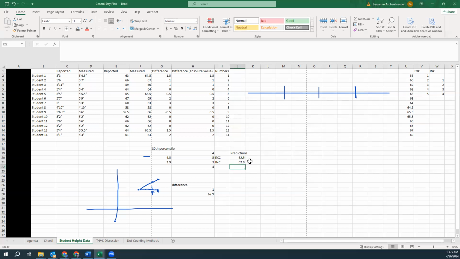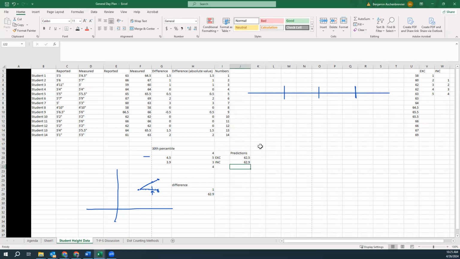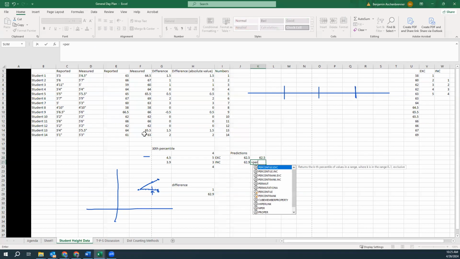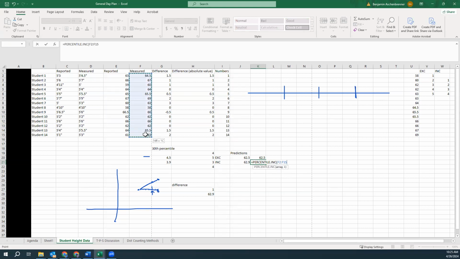So I have two different predictions for the 30th percentile, and now I'm going to use Excel to prove that I understand how it's doing it, because it'll get me the value. Let's not mess that up again. Oops. And then I need to put the 30th percentile, which is 30%. Percentile.INC, and I'm going 30%. Bingo. Good.